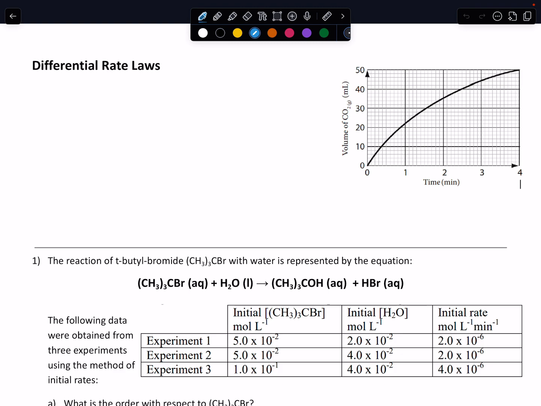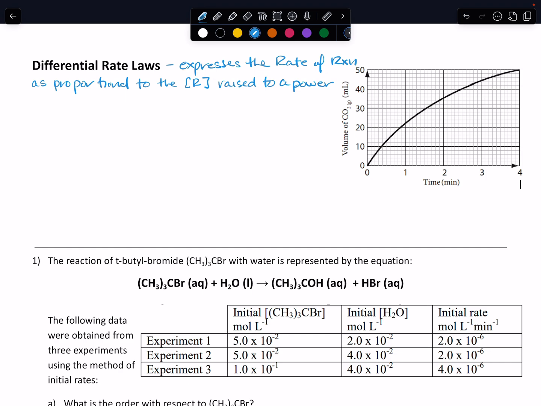All right. So a differential rate law expresses the rate of your reaction as proportional to the concentration of the reactants raised to a power. So it's going to look really different. There's not going to be a delta change in concentration over delta time.